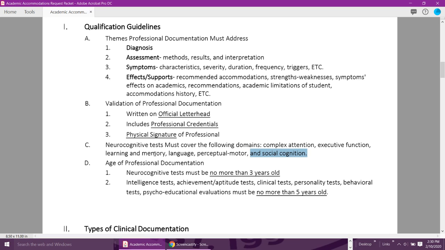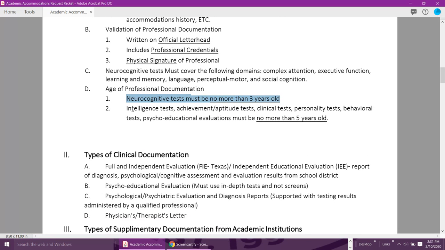The final qualification for the guidelines for the documentation is age of professional documentation. Neurocognitive tests must be no more than 3 years old. All other tests, such as intelligence tests, achievement, aptitude tests, clinical tests, personality tests, behavioral tests, psychoeducational evaluations, and the like, must be no more than 5 years old.